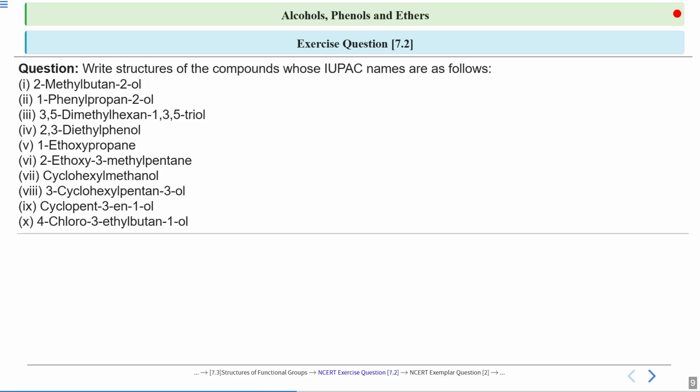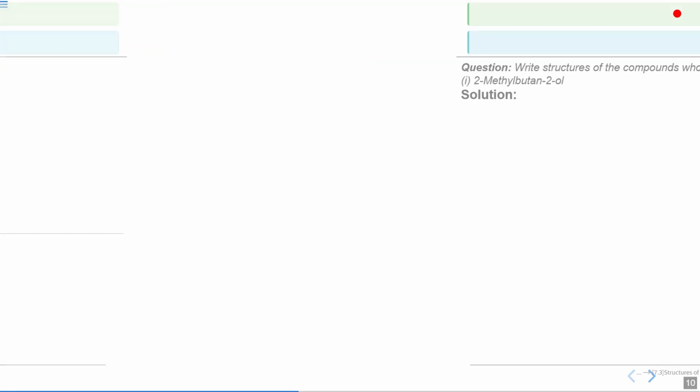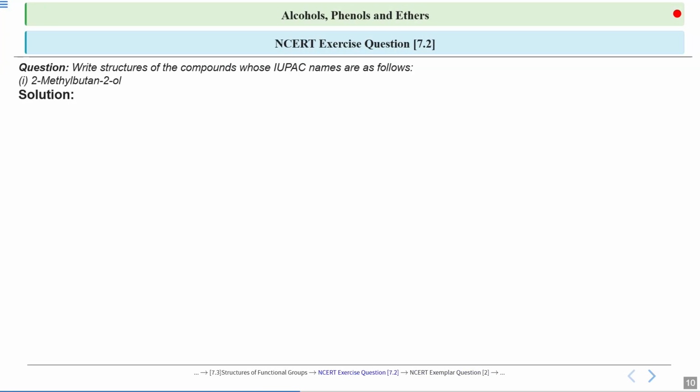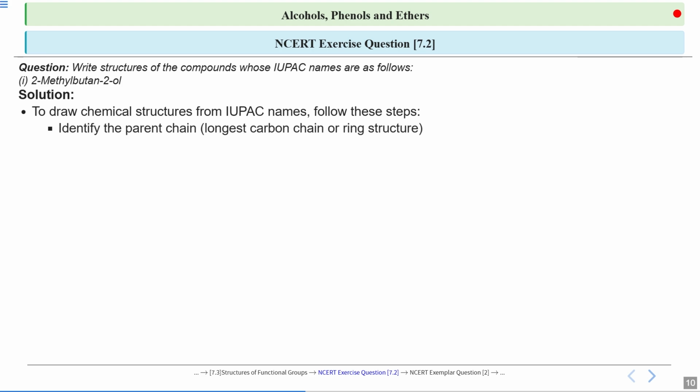So let's see their structures. Let's first see the structure of the first compound, 2-methylbutan-2-ol. To draw the chemical structure from the IUPAC name of a given compound, follow these steps. The first one is to identify the parent chain. The parent chain means the chain having the largest number of carbons, the longest carbon chain, or the ring structure. You have to identify that.